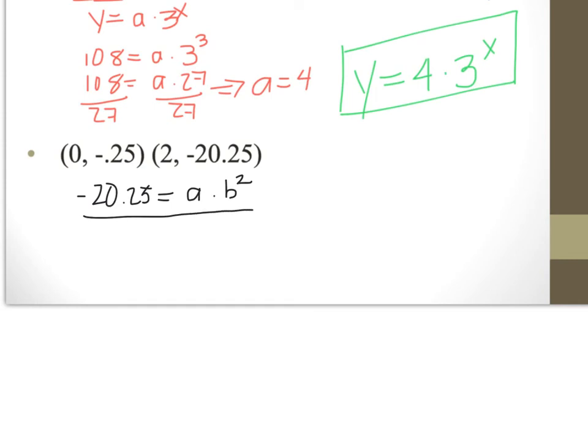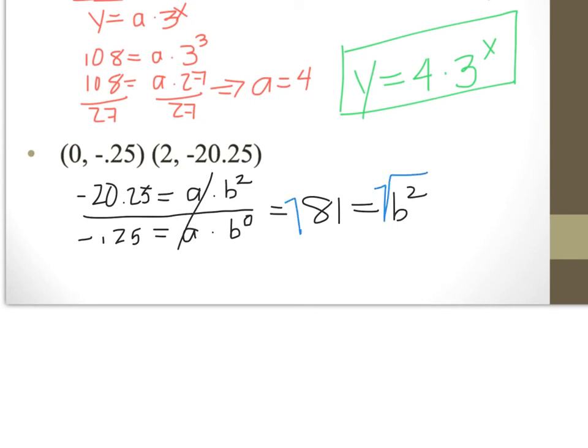And I'm going to divide that by a negative 0.25 equals A times B to the power of 0. And so when I simplify that, a negative 20.25 divided by a negative 0.25 is going to give me 81. My A's are going to cancel, and I have B squared divided by B to the power of 0. So I have B to the 2 minus 0, or B squared. So again, if I square root both sides, then I see that B is going to give me 9.